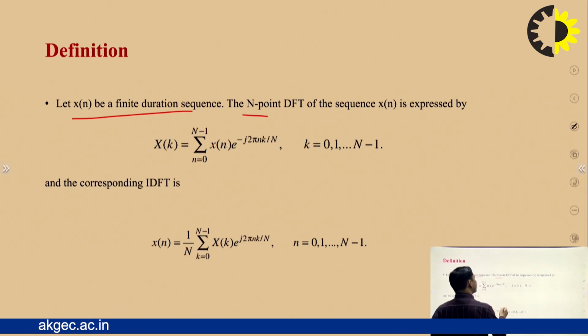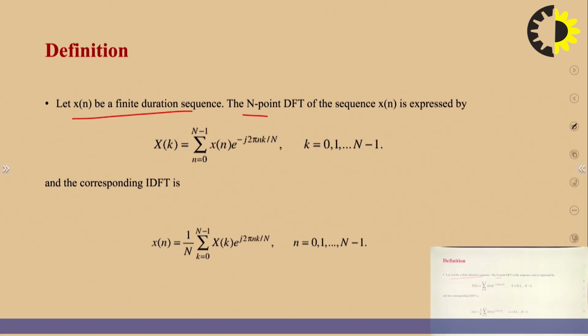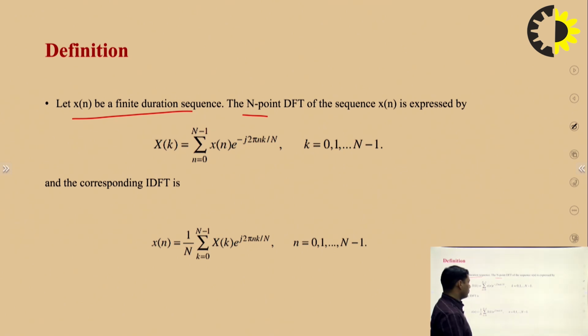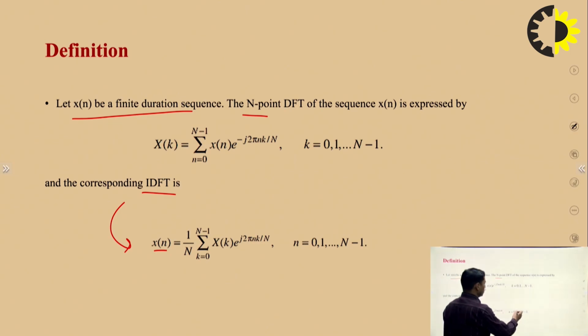And if we want to calculate the original sequence x of n with the help of the values X of k, then it is named as an IDFT, inverse discrete Fourier transform, which is evaluated by the formula x of n is equal to 1 upon N summation k is equal to 0 to N minus 1 X of k e raised to power j 2 pi n k upon capital N, where the output value which we want to evaluate, that is x of n, ranges over n from 0 to N minus 1.